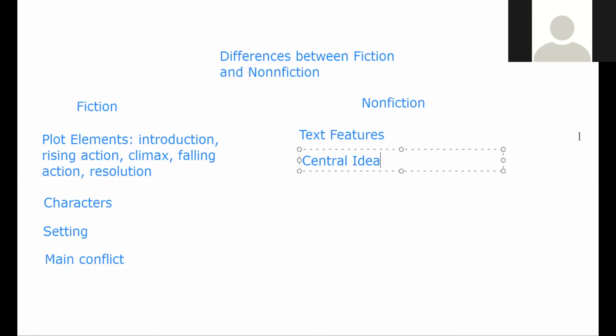When we're looking at fiction, we're always looking for the plot elements, which is the introduction, the rising action, climax, falling action, and resolution. We're looking for the characters. We're looking for the setting. And then we're looking for the main conflict.